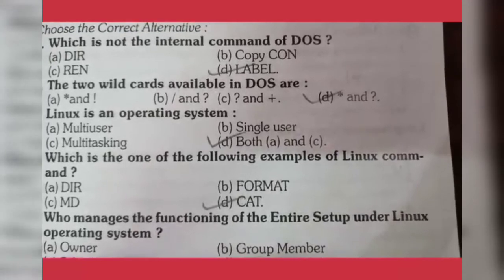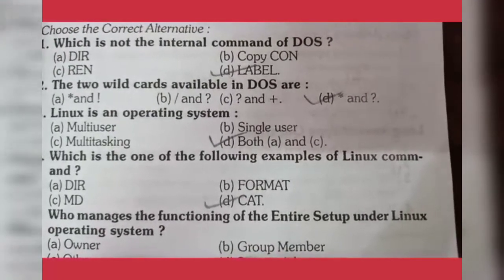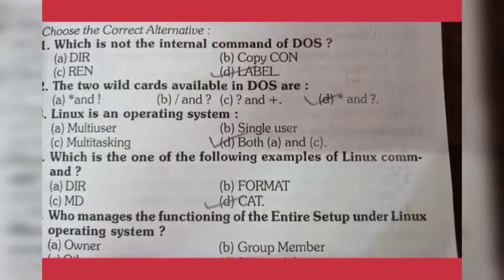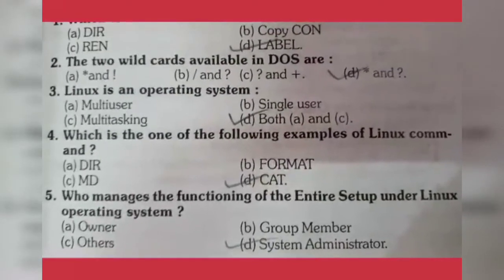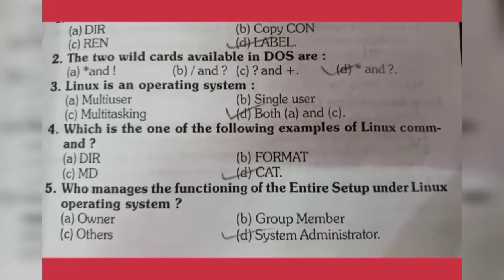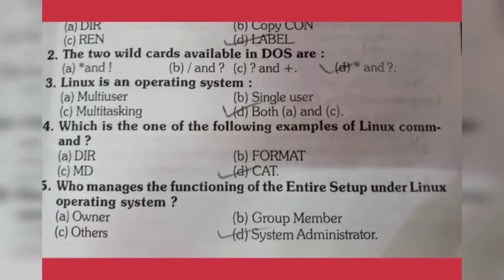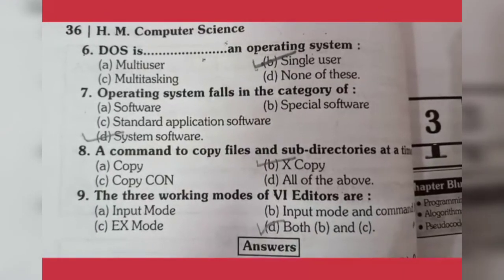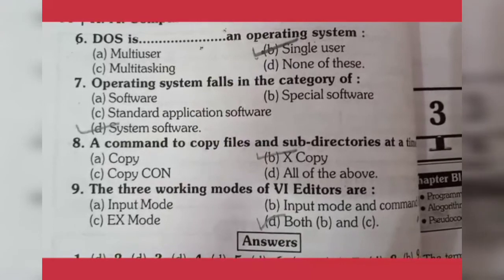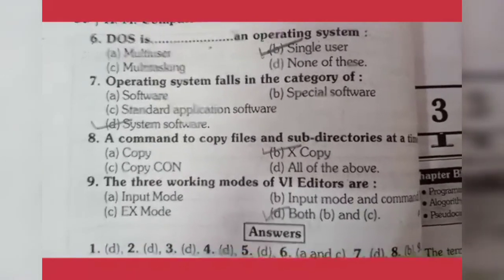Which is the one of the following example of Linux command? Answer is cat command. Cat command is the example of Linux command. Who manages the functioning of the entire setup under Linux operating system? Answer is system administrator. DOS is dash an operating system, single user. DOS is a single user operating system.